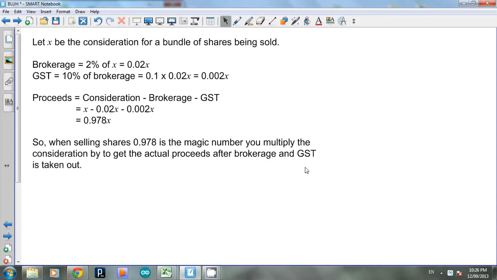Well, what we've got here is something similar for selling shares. Because remember, when you sell shares, you don't get all of that consideration in your pocket. Brokerage and GST gets taken off, and you actually end up with less than what you sold it for originally. So here, our magic number is 0.978. If you multiply your consideration by 0.978, you will take off the brokerage and GST and give you what's called the net proceeds.